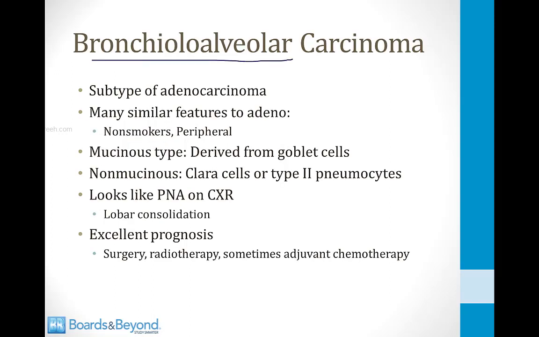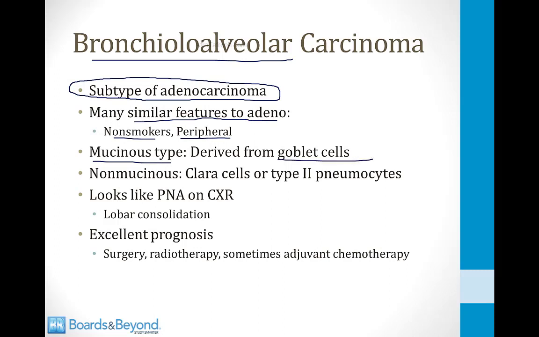Bronchiolo-alveolar carcinoma is a subtype of adenocarcinoma. So remember, adeno is the type that non-smokers get out in the periphery, and it has many similar features to adenocarcinoma. It's also peripheral and also occurs in non-smokers. There are 2 types. There's a mucinous type, which comes from goblet cells, and there's a non-mucinous type, which comes from Clara cells or type 2 pneumocytes.